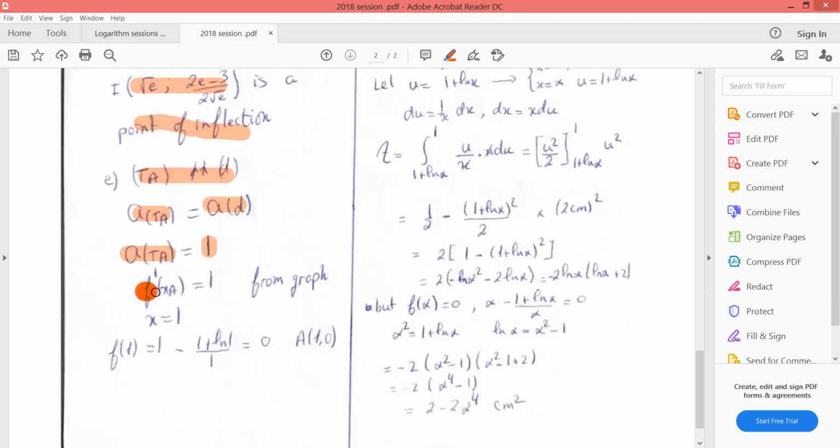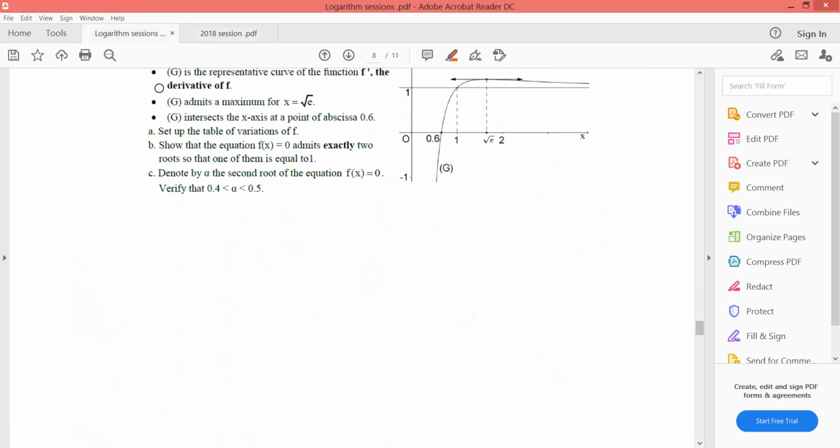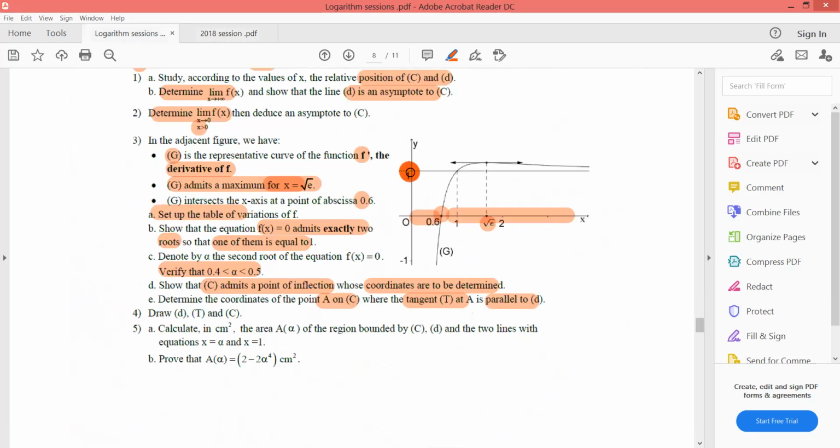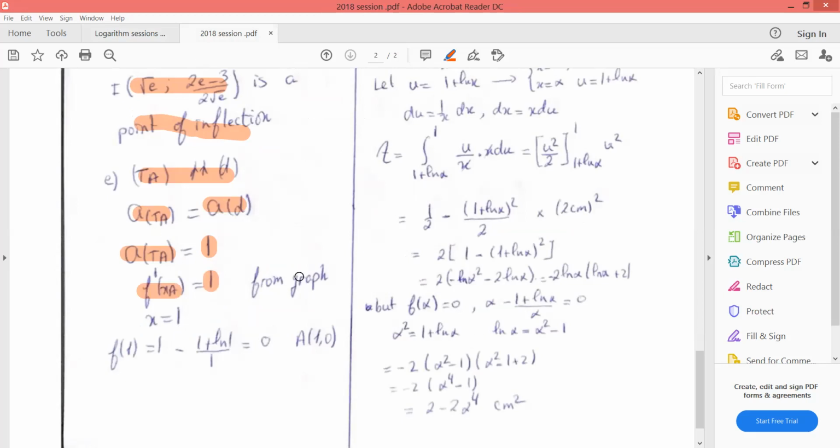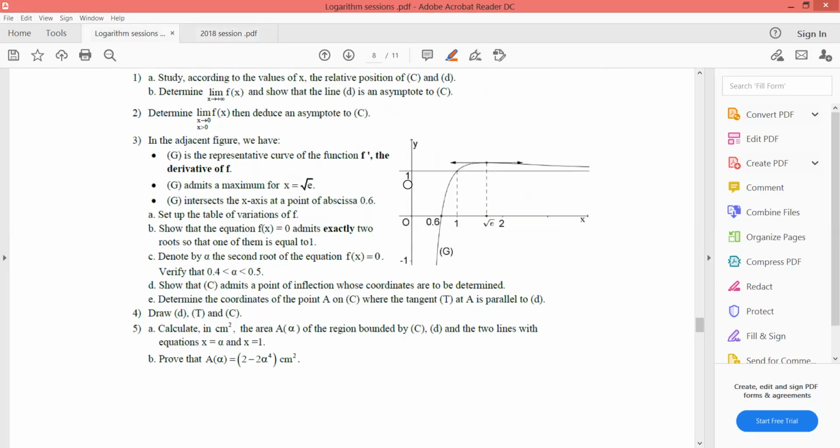So I can put f prime of x, the slope of the tangent, f prime of x equal to 1. From the table or from the graph, if you notice, here it is 1. f prime is 1 here for x equal to 1. So from the graph, x equal 1, f prime of x equals 1.